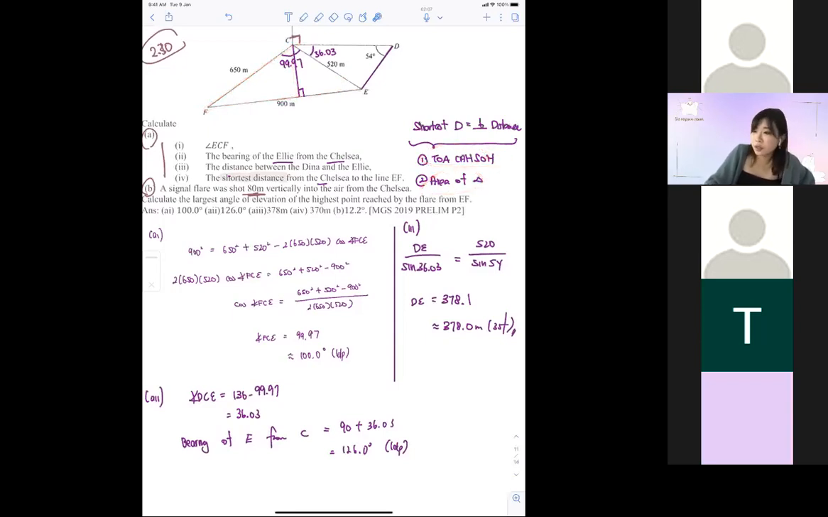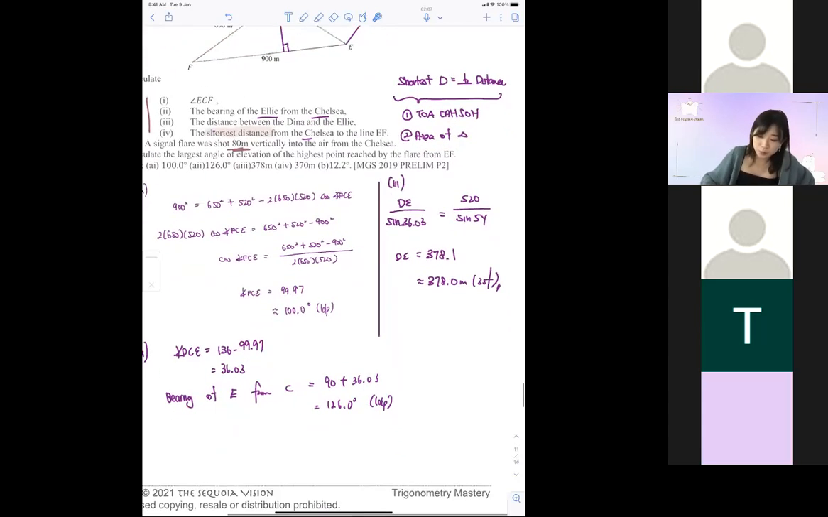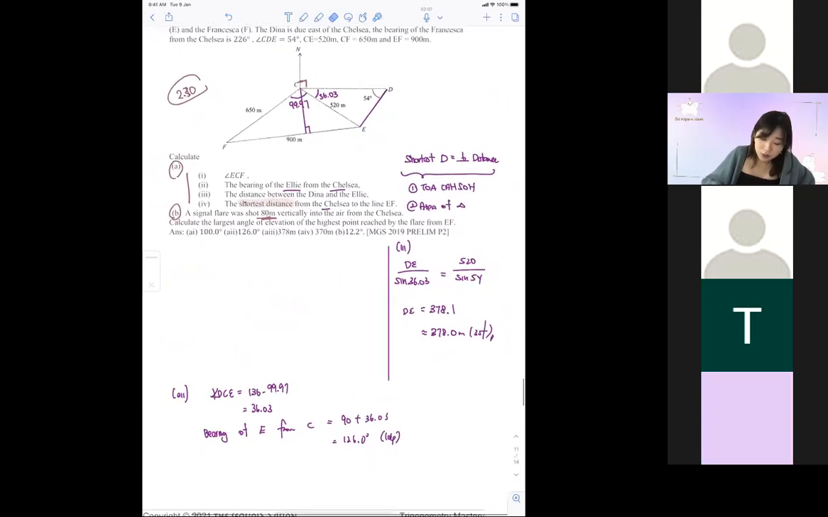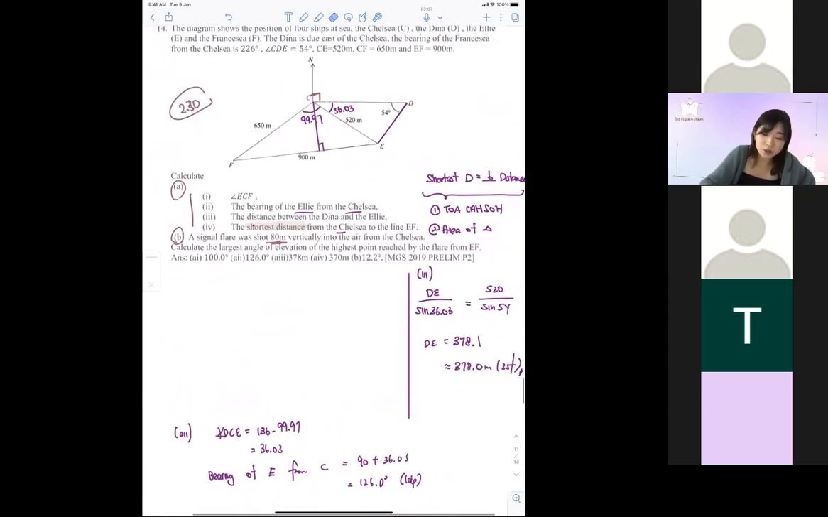This one is a bit confusing, need to write more things. In the exam, you also want to write as little as possible so that you save time. I erase this part here. So if I want the shortest distance or the perpendicular distance, I use area of triangle. How? Area of triangle is half ab sine C, right? So help me write down: area of triangle is half ab sine C. Another way to find area of triangle is half times base times height.